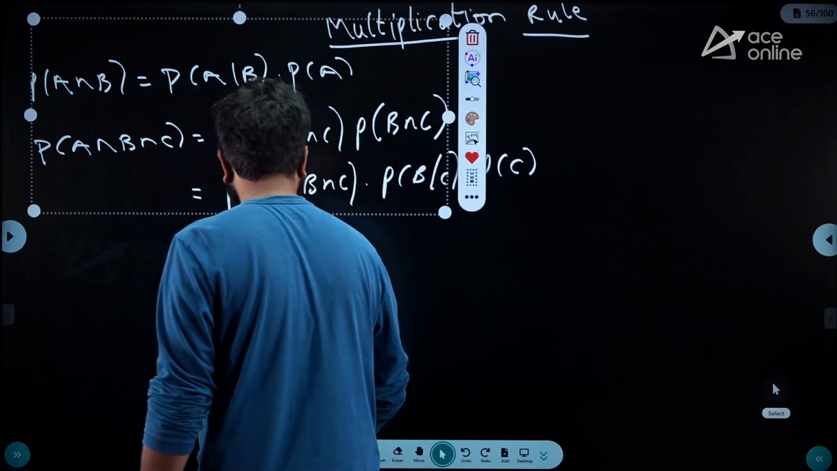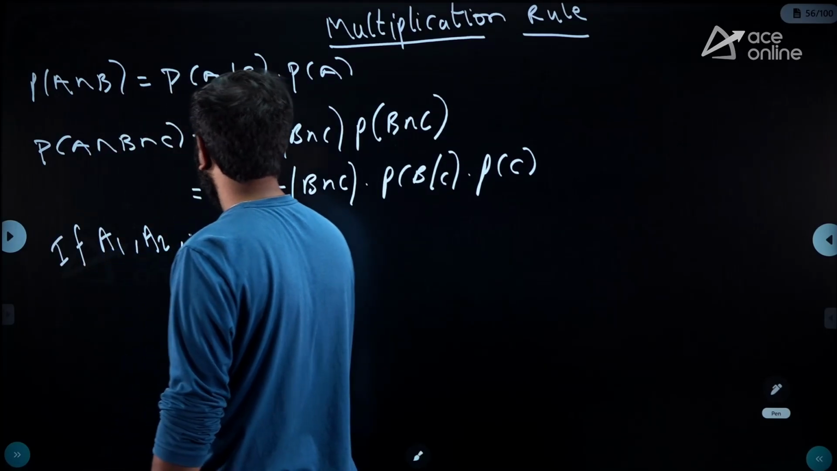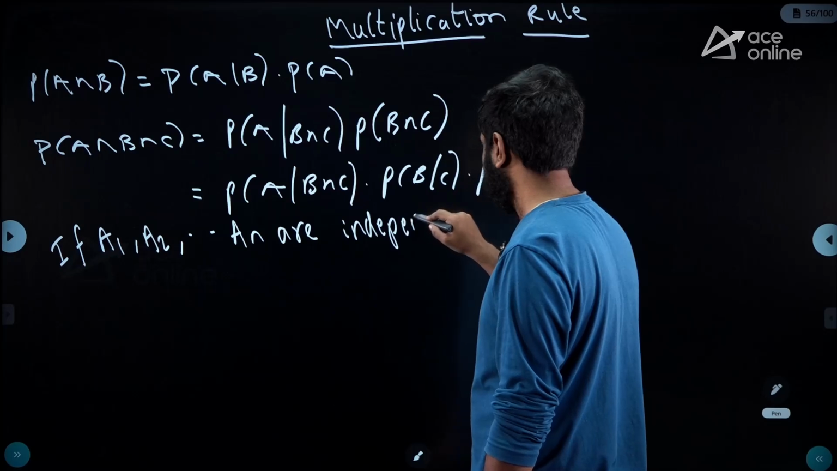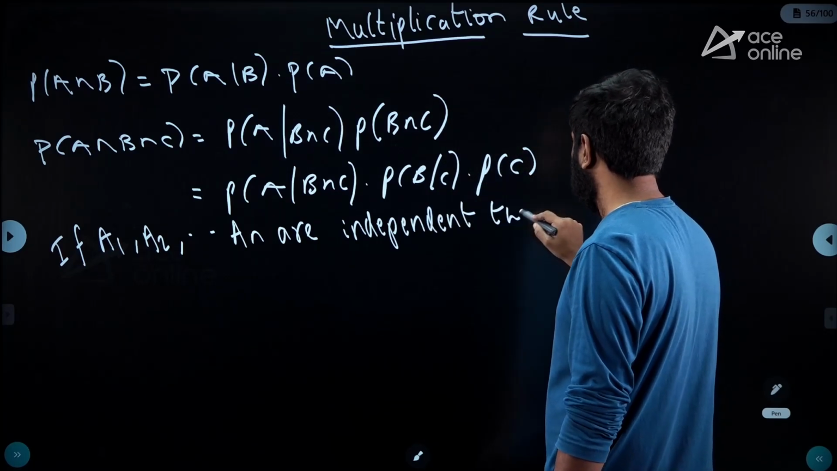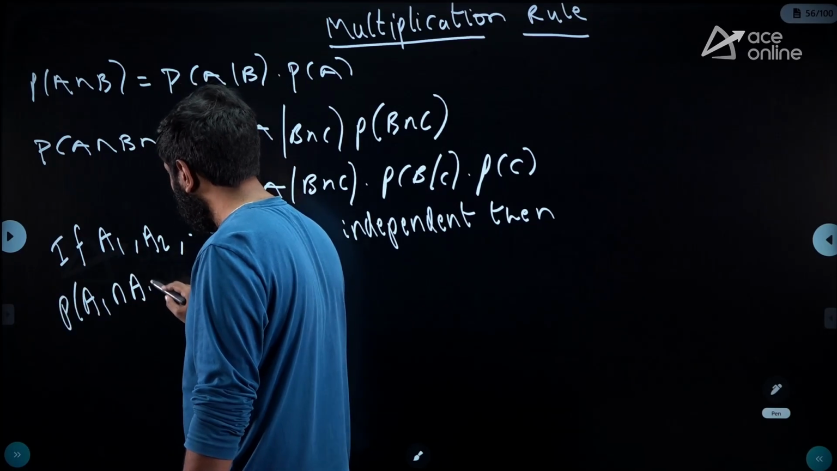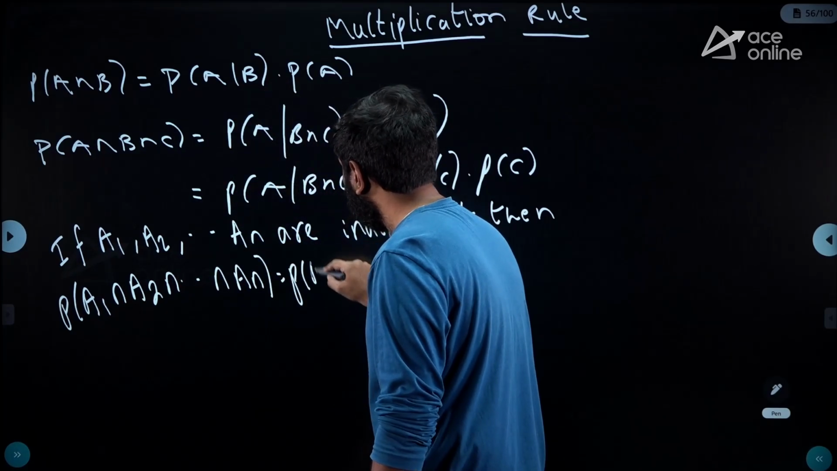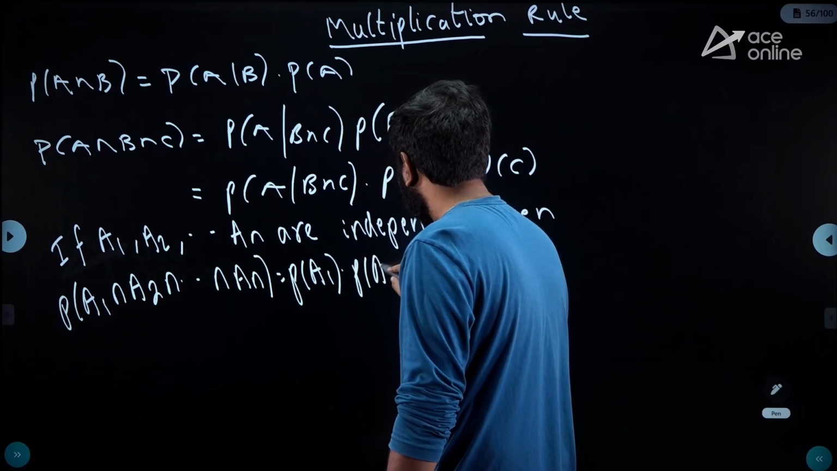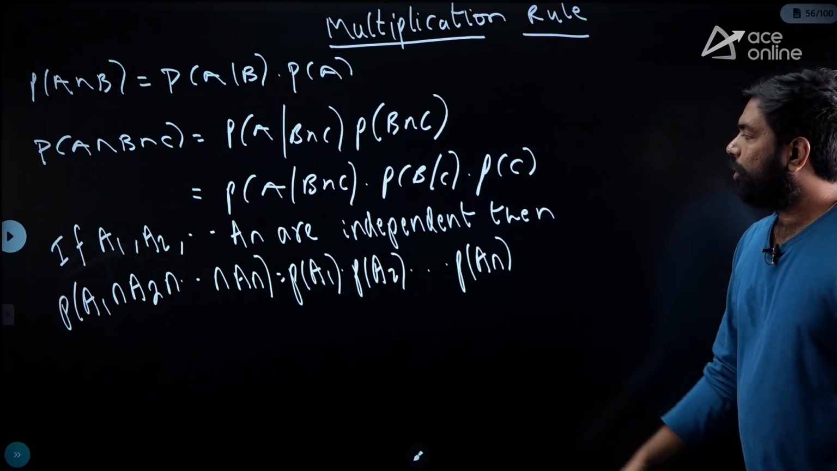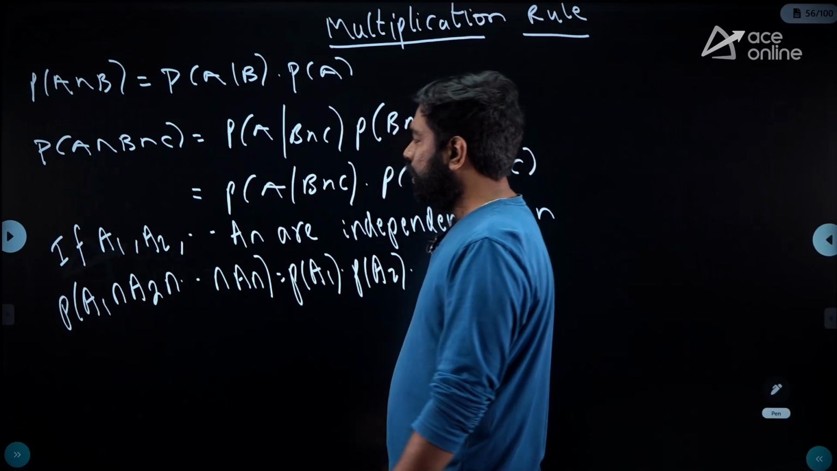And in the case of independent events, look at this, if A1, A2 up to AN are independent, then the probability of A1 intersection A2 intersection up to AN is P of A1 into P of A2, and so on, P of AN. The probability of the intersection is equal to the product of individual probabilities in the case of independent events.